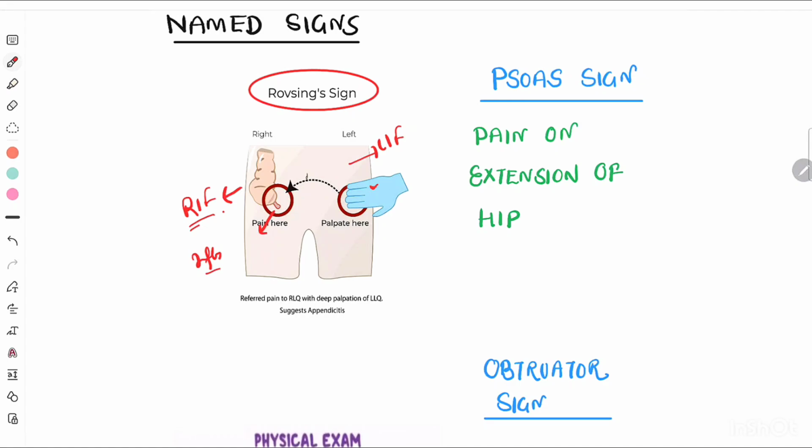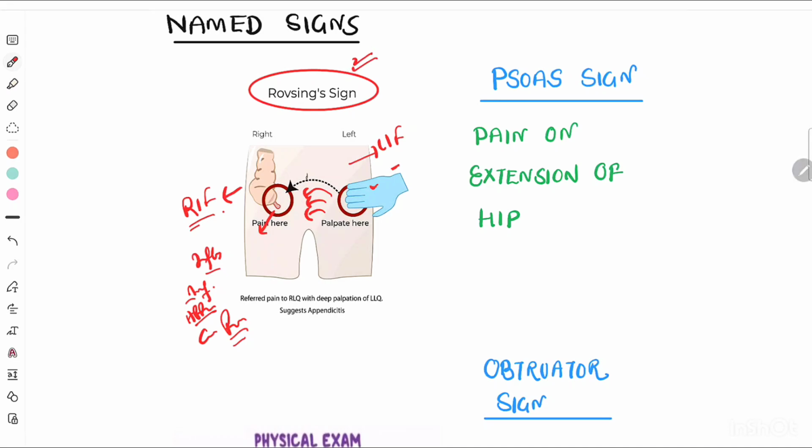Due to the pressing here, the bowel will shift on the right side, like the ileum will shift on the right side, and it hits the inflamed appendix and causes pain. So on pressing in the left iliac fossa, there will be pain in the right iliac fossa due to the shifting of ileal bowel loops, which is known as Rovsing sign.